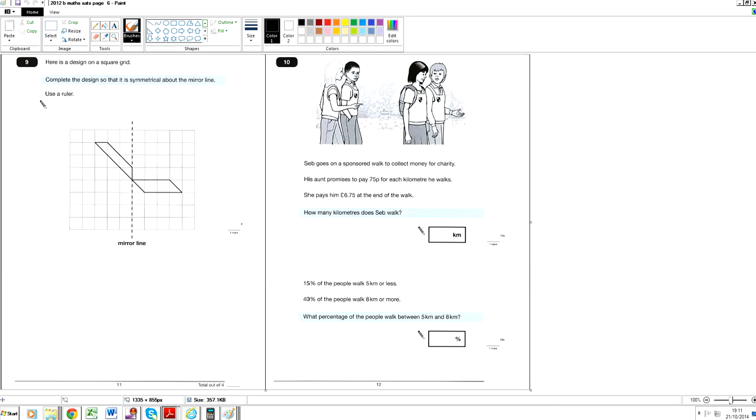Okay, here we go. Question number 10. We are recording, good. Seb goes on a sponsored walk to collect money for charity. His aunt promised to pay him 75p for each kilometer he walks.